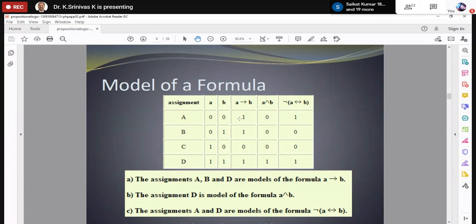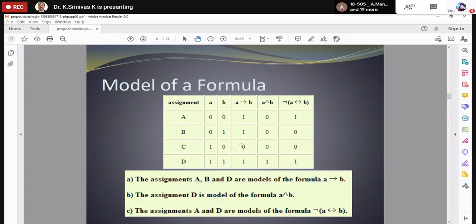So in the conclusion I am writing that assignments A, B and D are the models of the formula A implies B. That means the models of A implies B are available in assignments A, B, D. Assignment C is equal to 0, so assignment C cannot be a model of the formula. Where we get 1, only that is taken as the model.